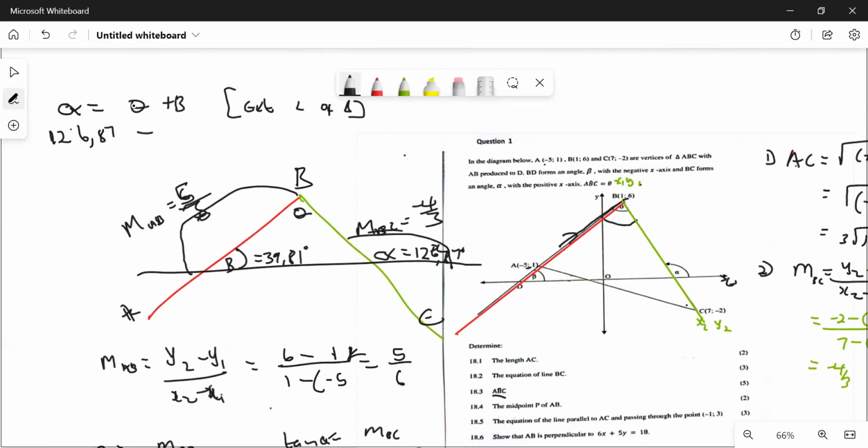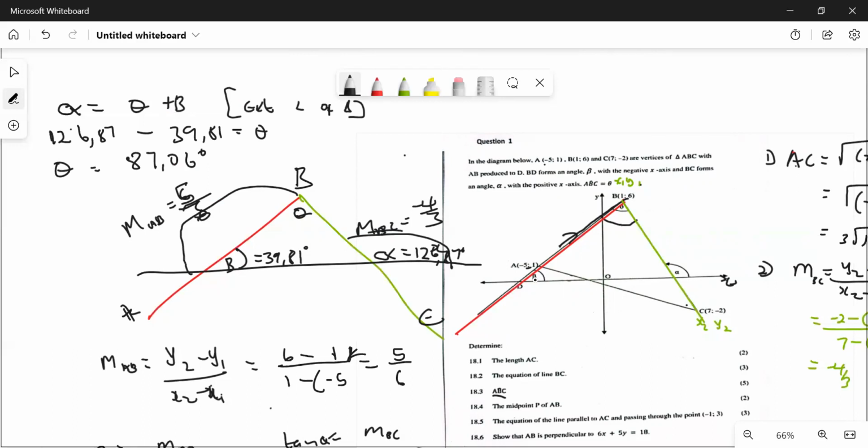Okay. Now we know this one alpha is 126.87 minus, we know what beta is. Beta is 39.81. And then this is going to give us what? Theta. What is going to be your theta? 87.06, like this.